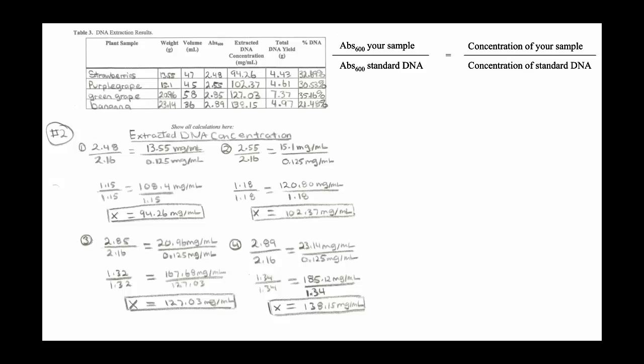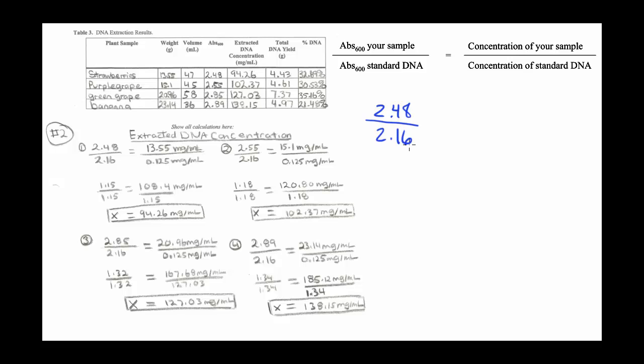All right, Sharon, so here's a look at your data, and I think I've identified where you're going wrong with the calculations. So let's take a look at it. Here's the equation up here that you ought to be using, and here you would put first the ABS of your sample, which if we're just looking at number one, you have 2.48, and that's going to be over top of your ABS of your standard DNA.